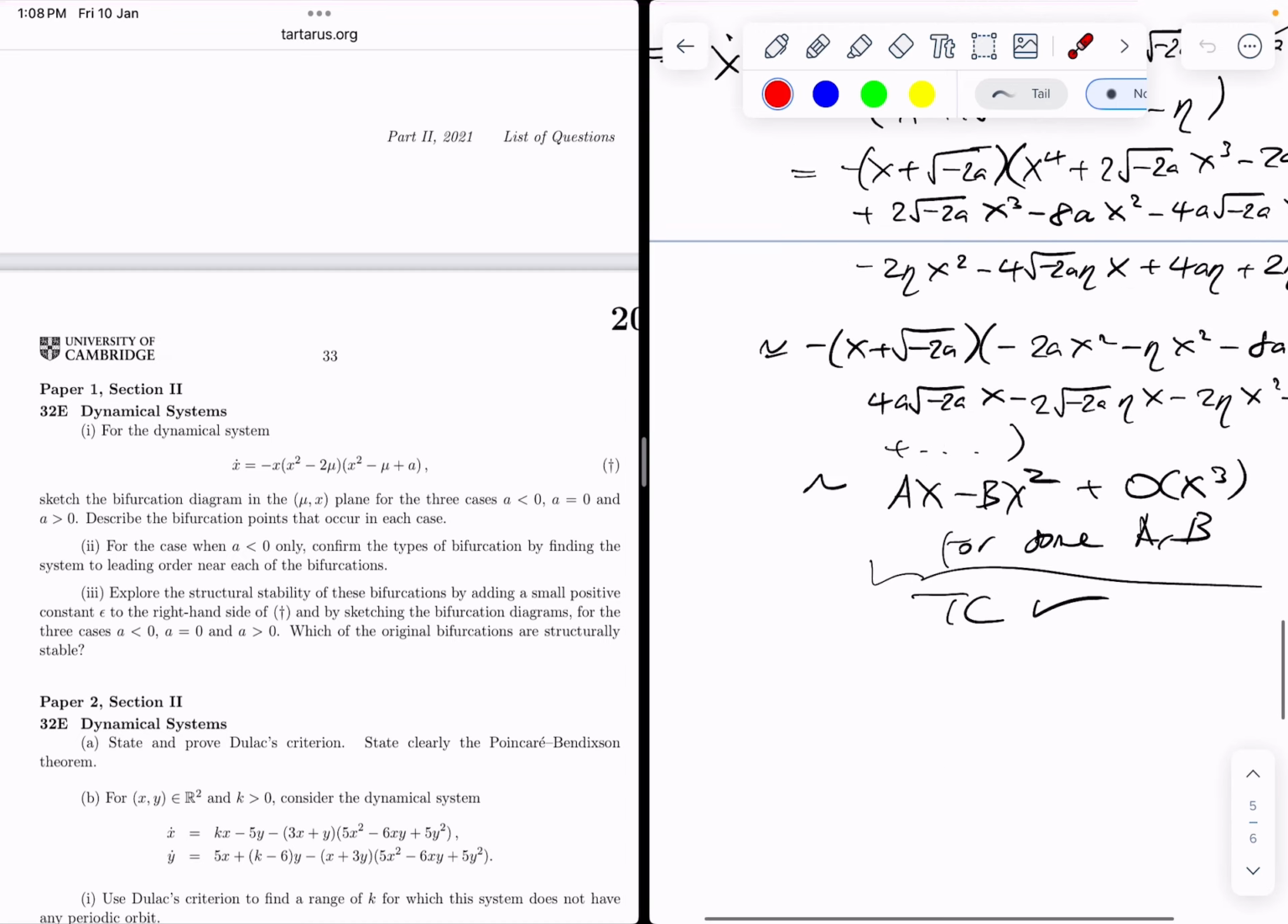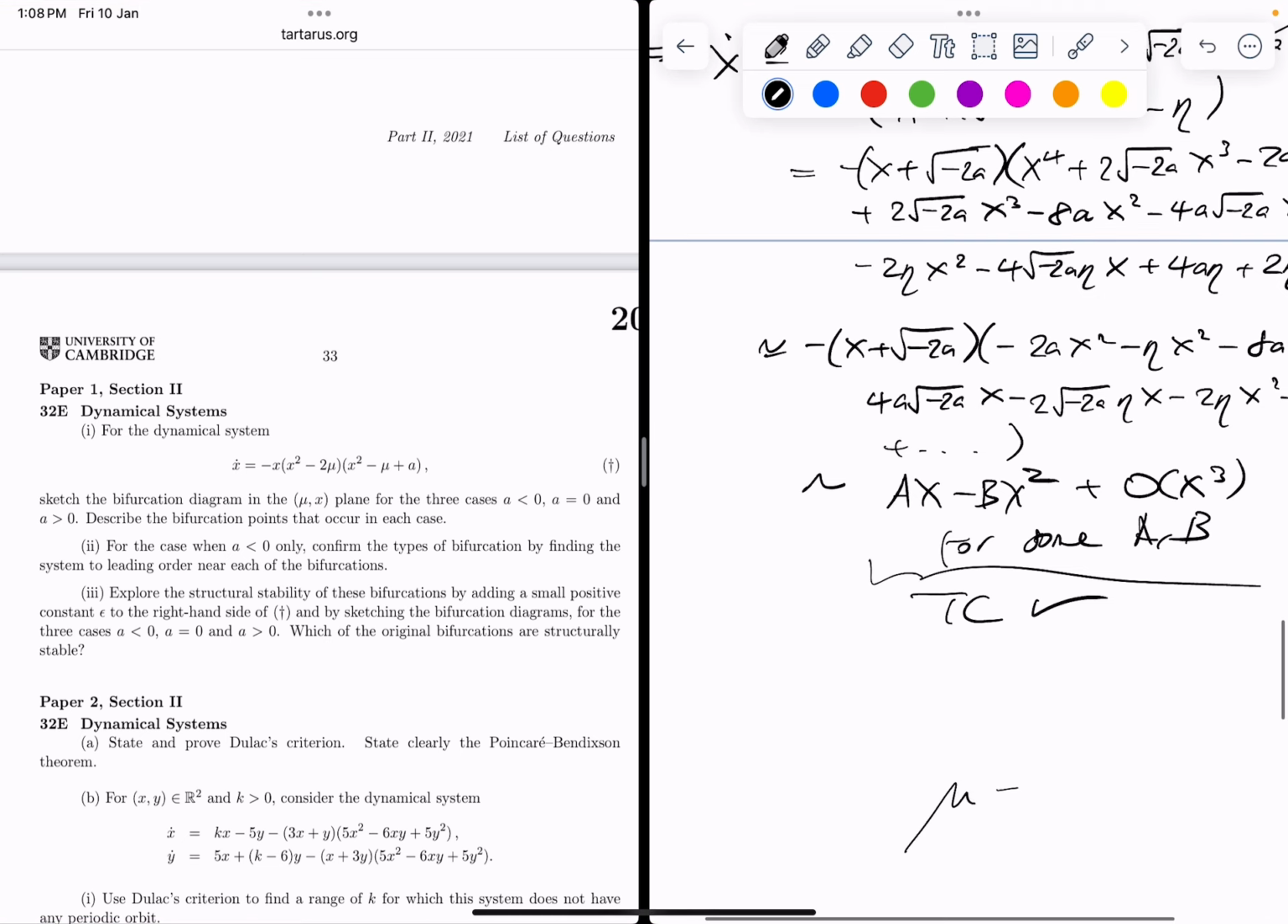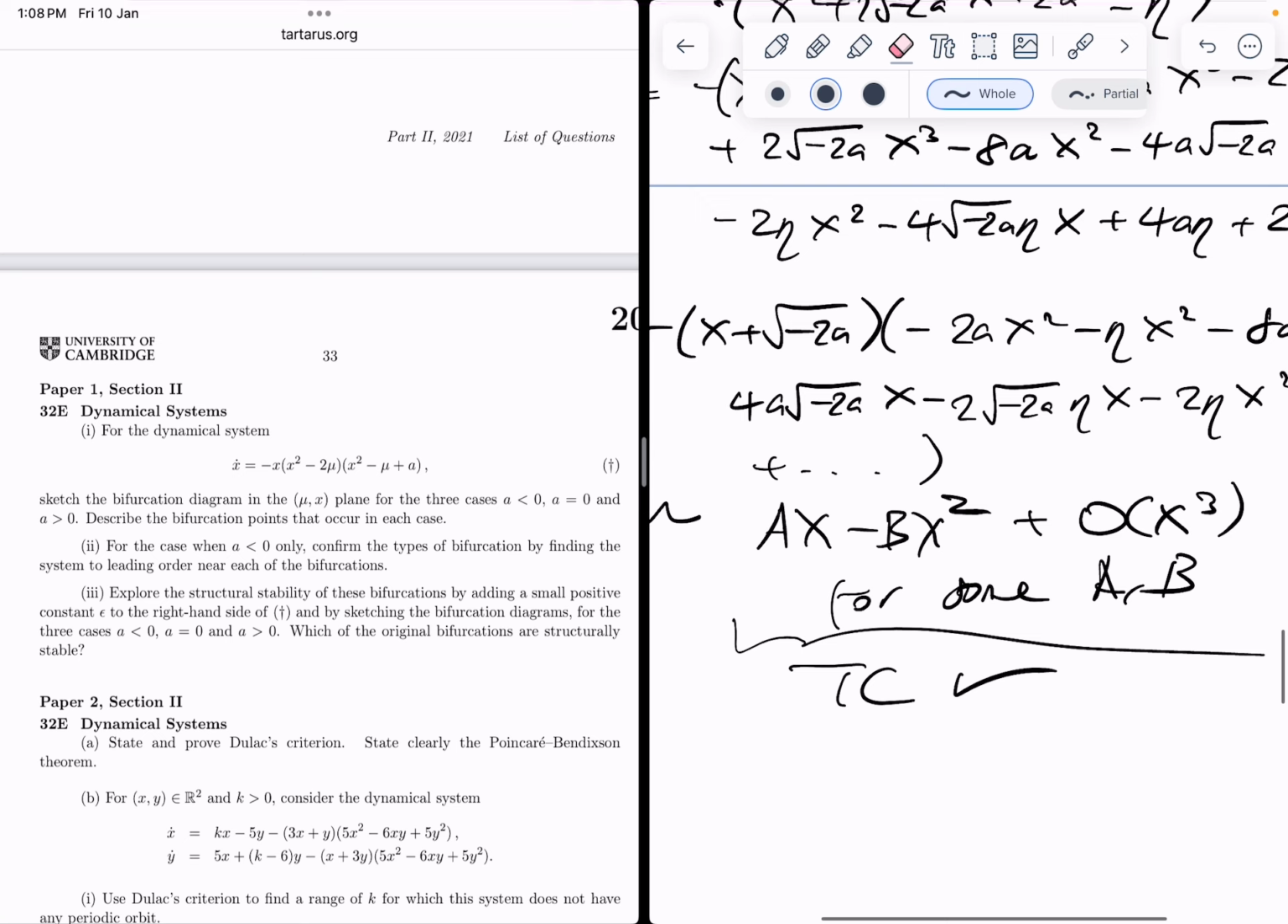Oh well, it would just make sense if it were something mu minus x squared, because then you would get x is equal to plus or minus root mu. So I guess it would be a constant term and an x squared term, as opposed to in the transcritical where it's a linear term and a quadratic term.